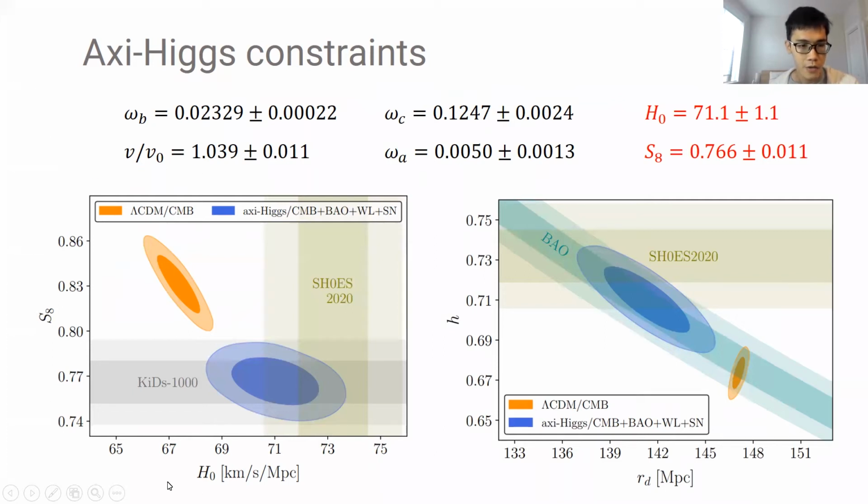This is a plot I showed you in the first slide of ΛCDM. Now, if I have the Axi-Higgs model added in, we will see that the contour preferred by Axi-Higgs is overlapping with both experiments. So Axi-Higgs can resolve both tensions at the same time. On the right-hand side, I also show another figure, to show that in the Axi-Higgs model, compared to ΛCDM, Axi-Higgs actually has a lower sound horizon than ΛCDM and also a higher H0.